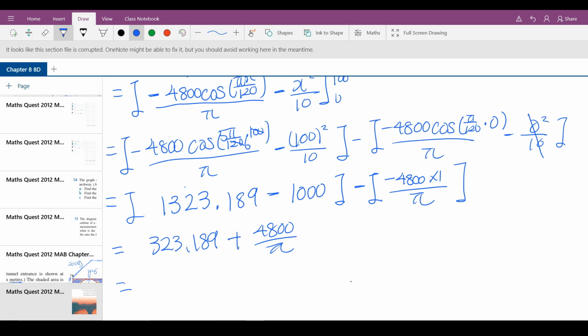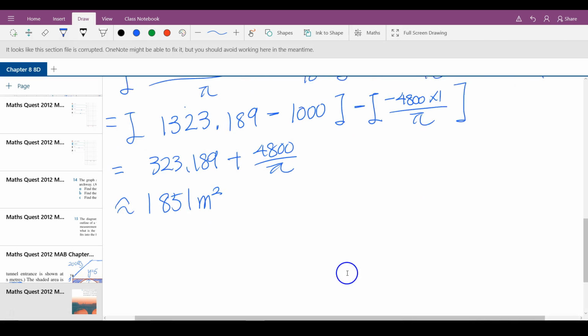So that gives us, let me calculate, plus 4,800 on pi. That is 1,851.0. I'll just treat it as that. Let's round it off as that. All right, approximately 1,851 meter square.